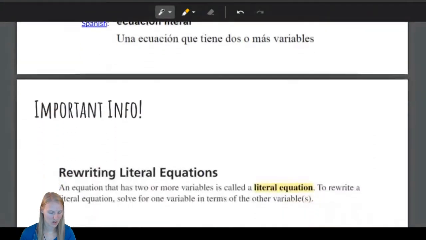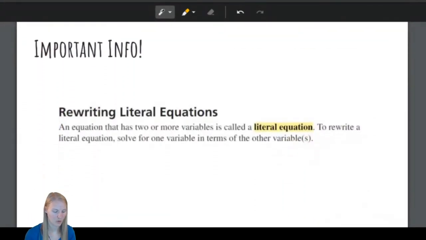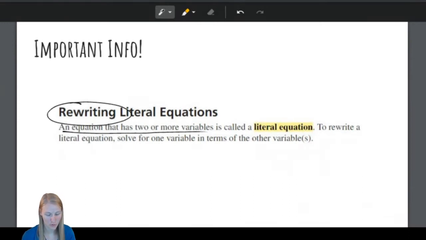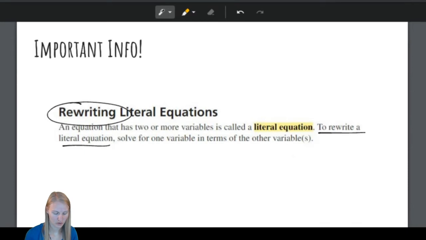Now, today we're talking about rewriting literal equations. So we talked about an equation that has two or more variables is called a literal equation. Just learned that in the last slide. To rewrite a literal equation, and this is what we're doing today, you will solve for one variable in terms of the other variables.